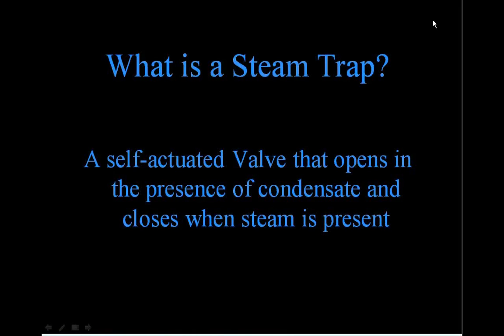We'll see what happens. Basics of what is a steam trap. A self-actuated or automatic mechanical valve that opens in the presence of condensate and closes when steam is present. Very simply, we want to get the liquid out of the steam system, but we don't want to allow the actual steam out for reasons of efficiency and for reasons of cost.